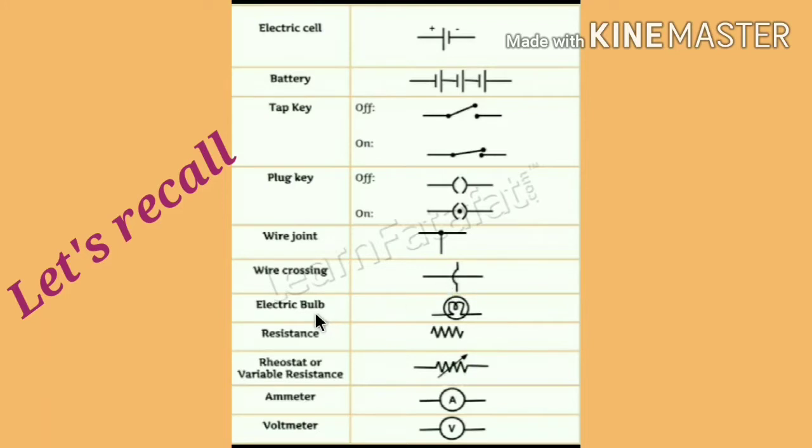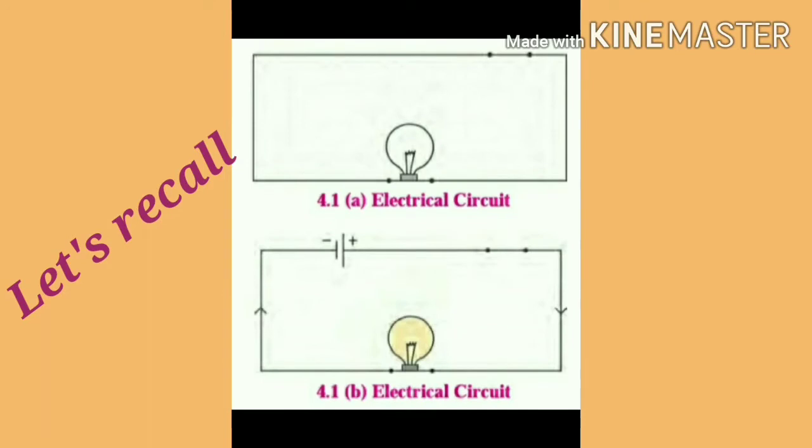Electric bulb is denoted by this sign. Resistance, rheostat or variable resistance. Then ammeter, this is A here, and voltmeter. So these are the signs that we use in the electric circuit that you studied in the previous standard. Let us see next, the simple electric circuit. So this is a simple electric circuit.